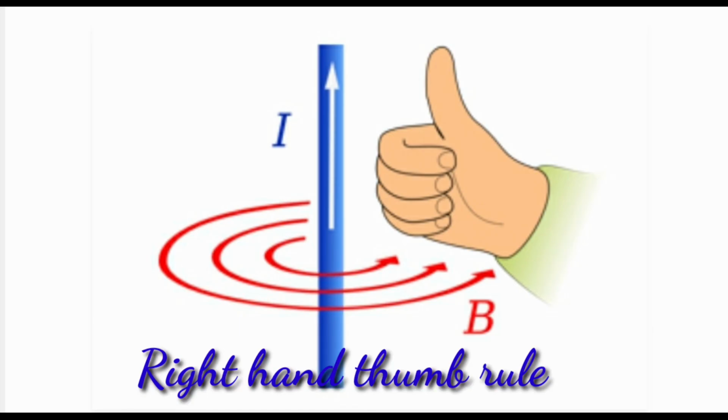Right hand thumb rule. Imagine that you are holding a current carrying straight conductor in your right hand such that the thumb points towards the direction of current. Then your fingers will wrap around the conductor in the direction of field lines of the magnetic field as shown here. This is known as the right hand thumb rule.